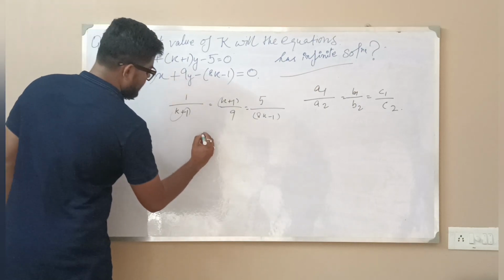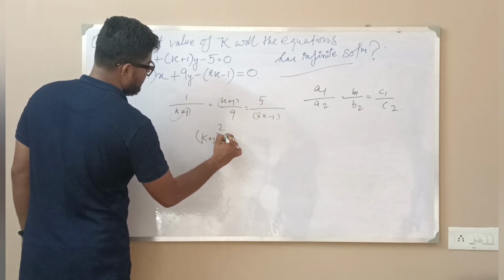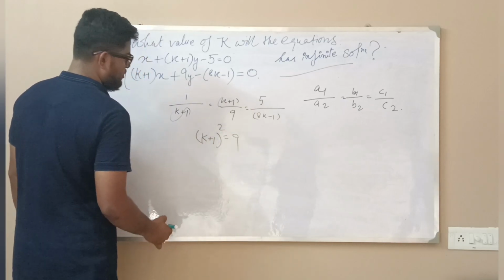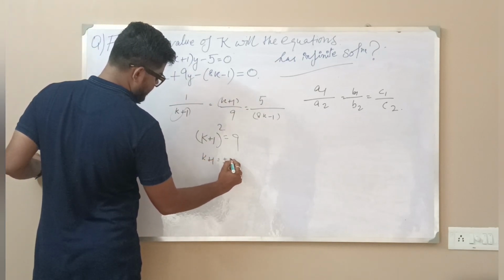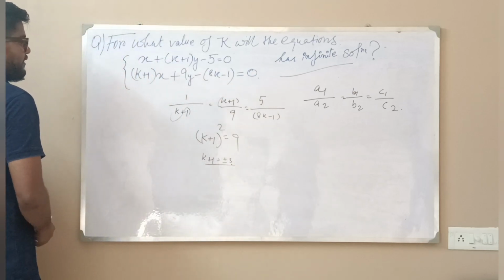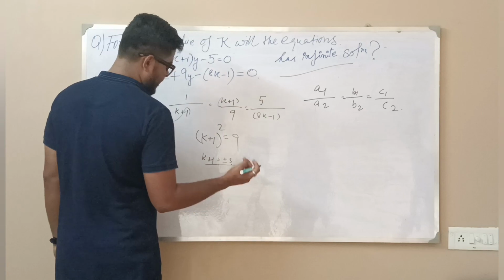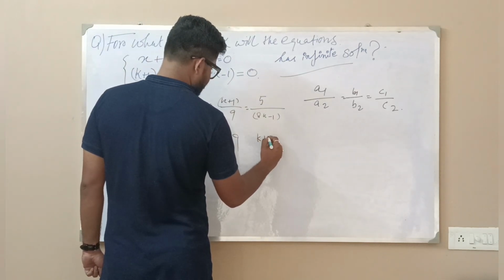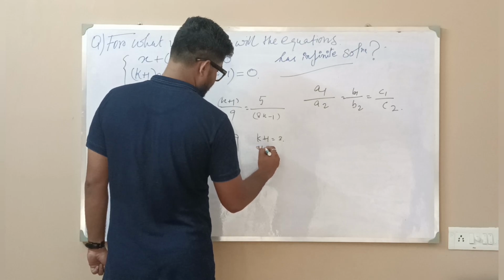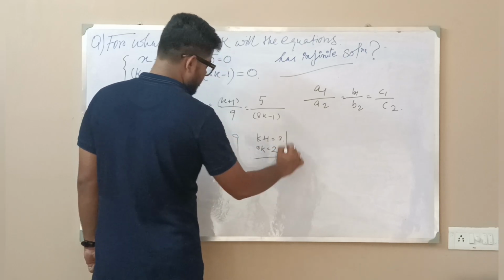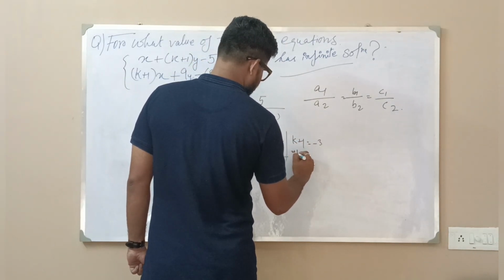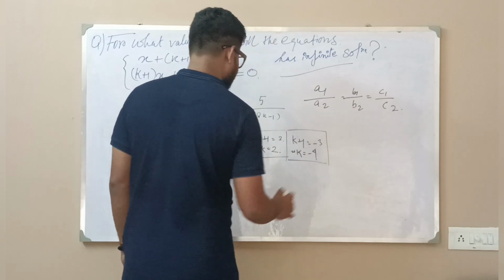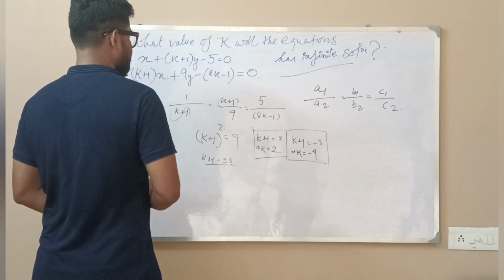So do one thing: k plus 1 whole square equals 9. So k plus 1 equals plus or minus 3. So from here we will find two values of k. When k plus 1 is 3, the value of k is 2. When k plus 1 is minus 3, the value of k is minus 4. So we have to find out which one satisfies the equations.